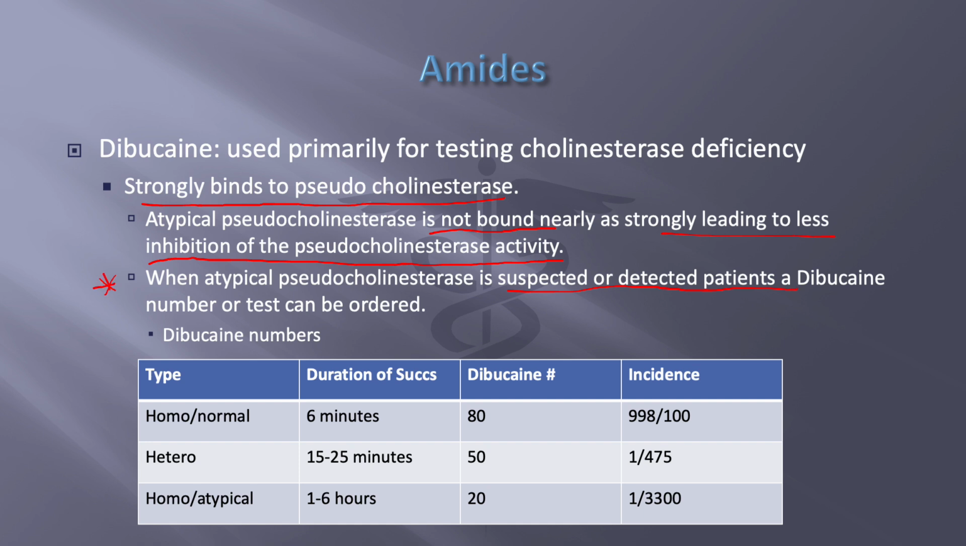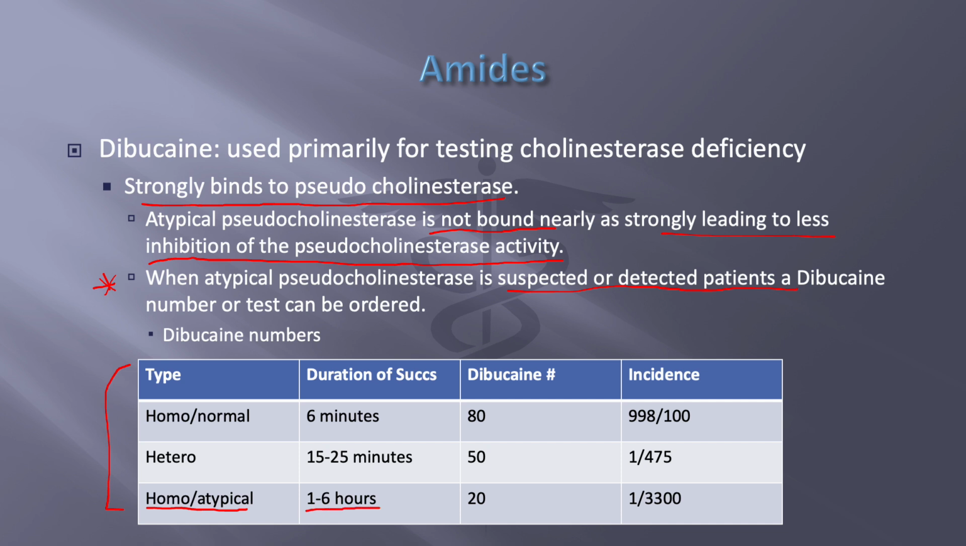So if we remember, pseudocholinesterase allows us to metabolize things like succinylcholine. So if we have a pseudocholinesterase deficiency or atypical pseudocholinesterase, it leads to a prolonged duration of action of succinylcholine. So this can be important when we're going to reverse patients and extubate them and get them to PACU if we've given them sux and they have atypical or a homoatypical type of pseudocholinesterase that doesn't work at all, they can be paralyzed for up to 1 to 6 hours off of 1 dose of succinylcholine.